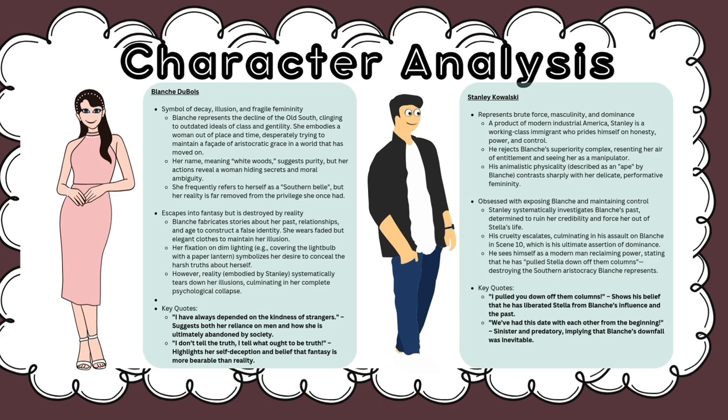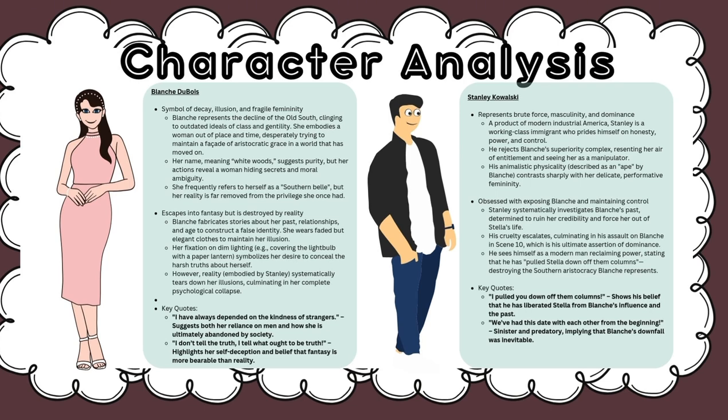Now we're going to move on to character analysis. We'll start with Blanche Dubois. So she's a symbol of decay, illusion, and fragile femininity. She represents the decline of the old South, clinging to outdated ideals of class and gentility. She embodies a woman out of place and time, desperately trying to maintain a facade of aristocratic grace in a world that has moved on.